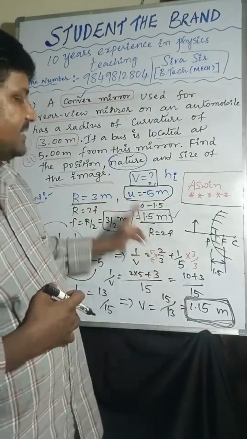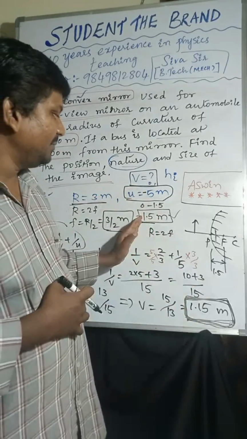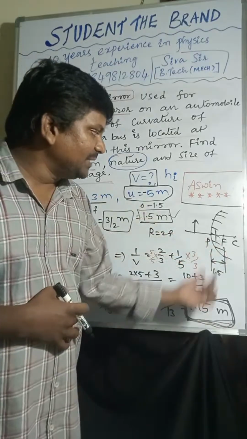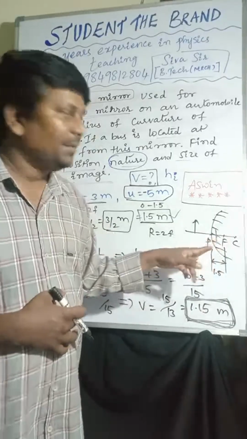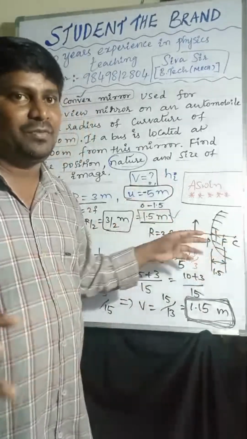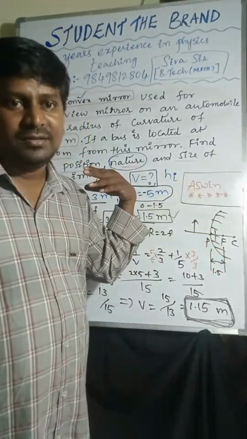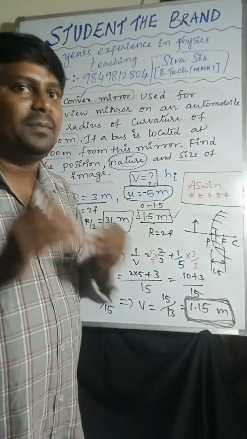That's enough fact checking. With the focal length, the image must be formed between P and F. Image must be formed between P and F. Correct or not? Let me know. Image must be formed between P and F.